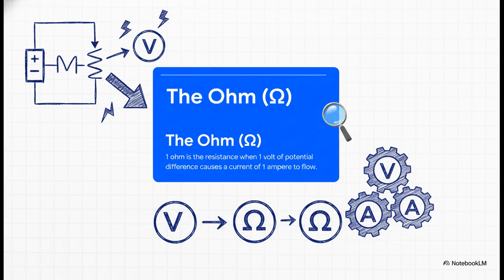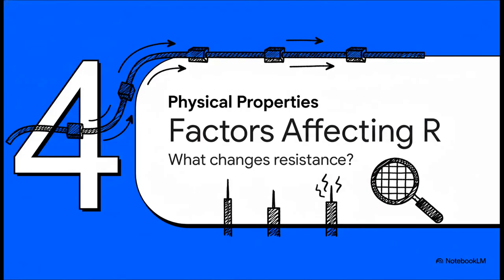Well, we say a conductor has a resistance of 1 ohm if a potential difference of exactly 1 volt across it causes a current of exactly 1 ampere to flow through it. See, it all connects back to V and I. So the next logical question to ask is, does every wire have the same resistance, or does it depend on the wire itself? Let's find out what factors affect the resistance of a conductor.